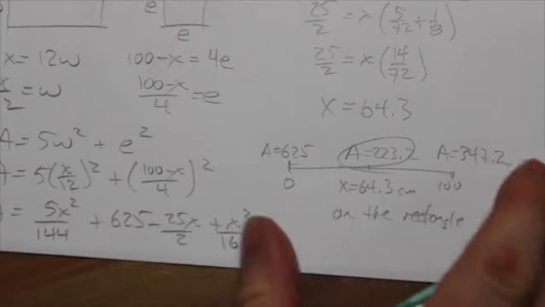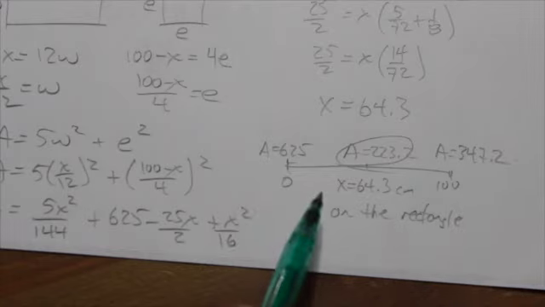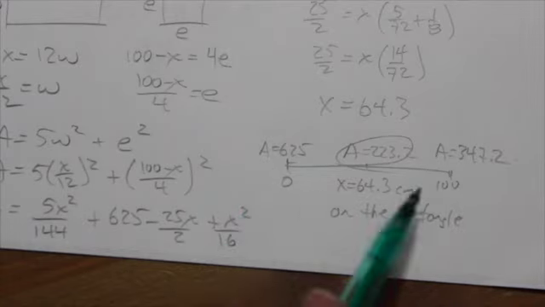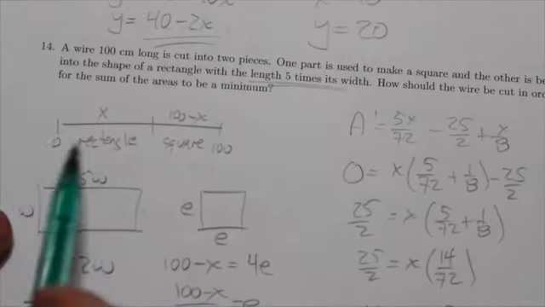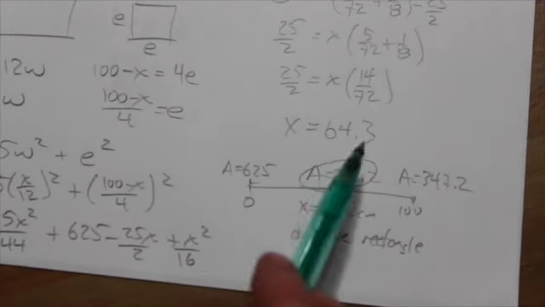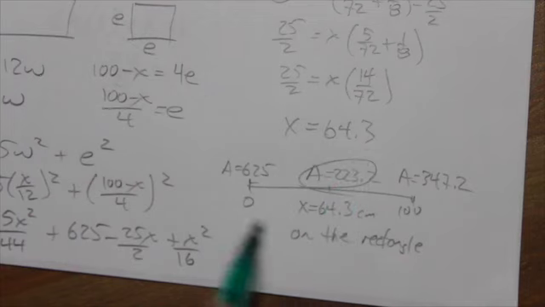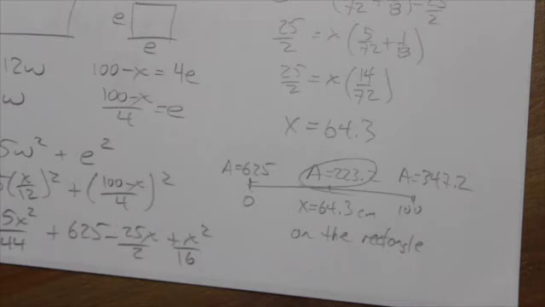Okay, so in this case, what I'm doing to determine that I've got a minimum is that there is a restriction on the domain of this function: x can only be between 0 and 100. I found only one critical number here at 64.3, and I'm just checking the endpoints to see whether or not those would be considered a minimum value. And in this case, they're not.